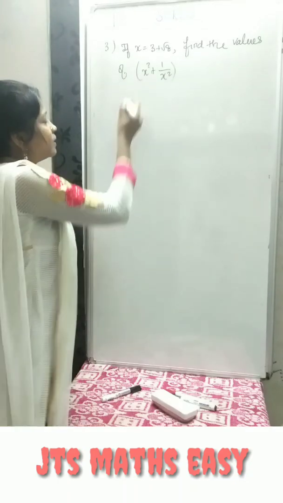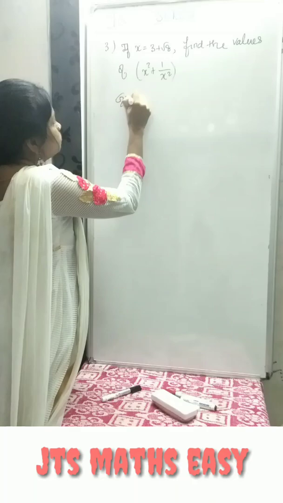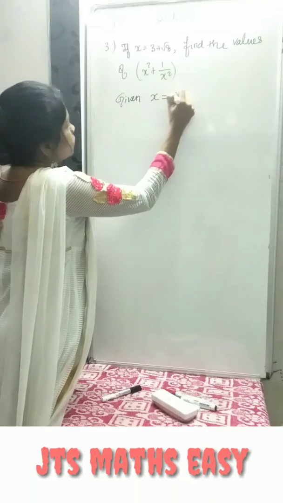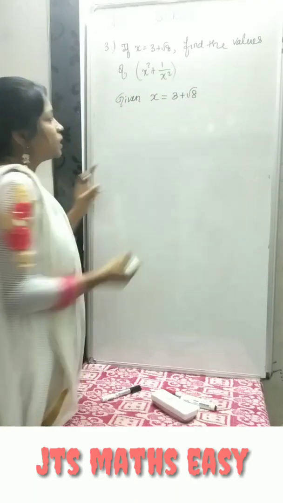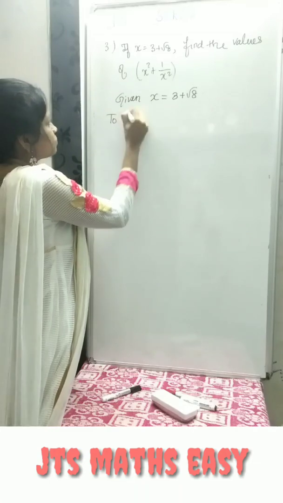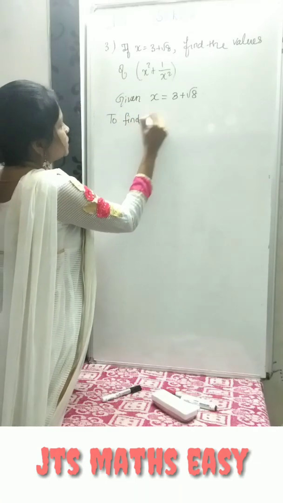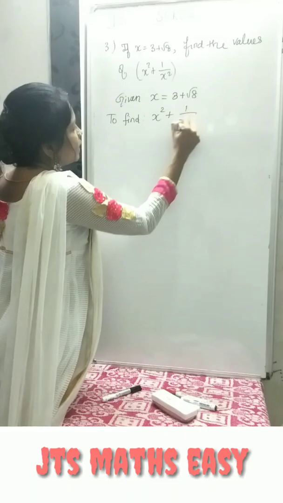Okay, so let's consider the given value here. It is given that x is equal to 3 plus root 8, and what we need to find is x square plus 1 by x square.